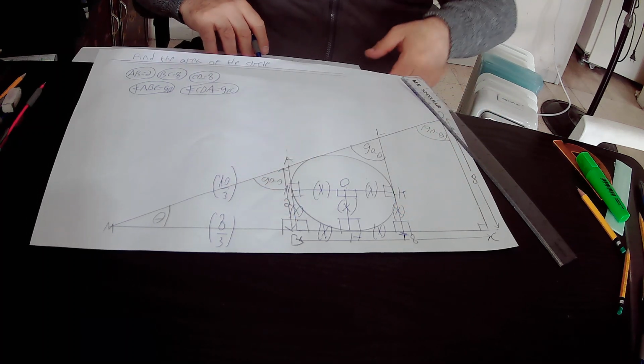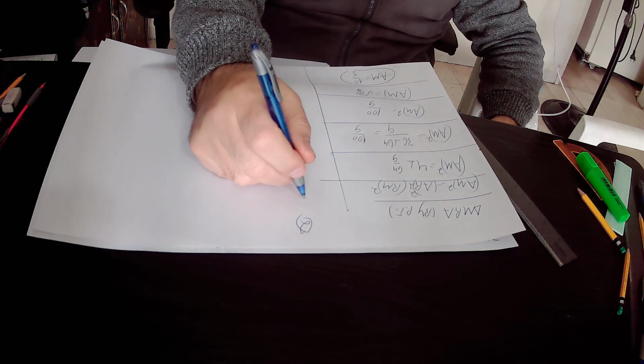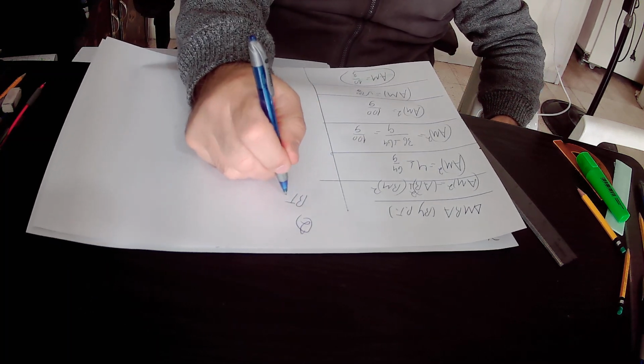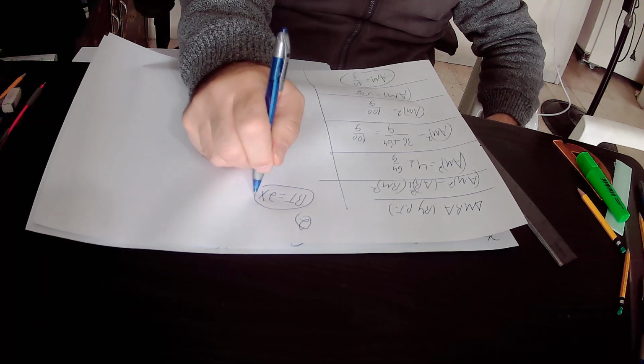So I write it down. Line segment BT equals 2x units in its length.